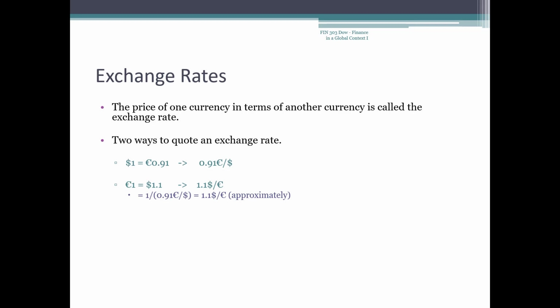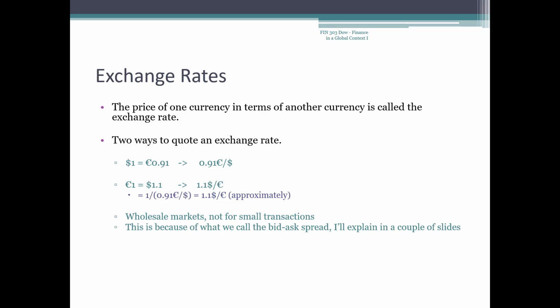For wholesale markets, given one exchange rate, you can find the other by taking the reciprocal. In our case, 1 over 0.91 is approximately 1.1. Usually exchange rates are reported to more decimals, so the approximation is even better. Because of this, you will sometimes see exchange rates reported only one way, since you can always find the other way. Again, we can only do this for wholesale markets, not for small transactions like you and I might face. This is because of what we call the bid-ask spread. I'll explain in a couple of slides.